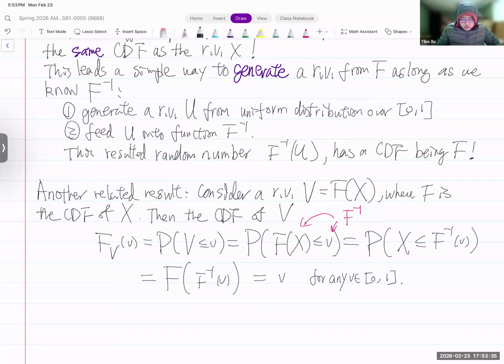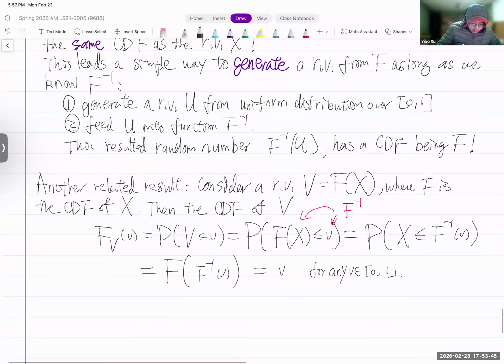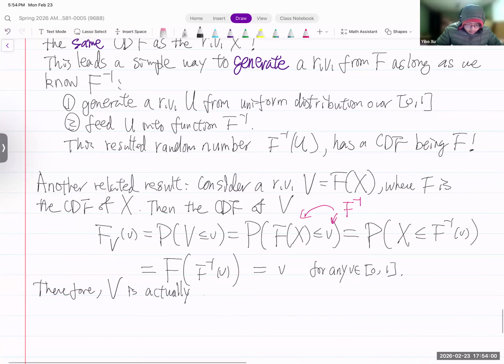So this tells you what? This tells you if you do this composition, you actually get the uniform random variable. That's your V right here. Therefore V is actually a uniform random variable over the interval from 0 to 1.